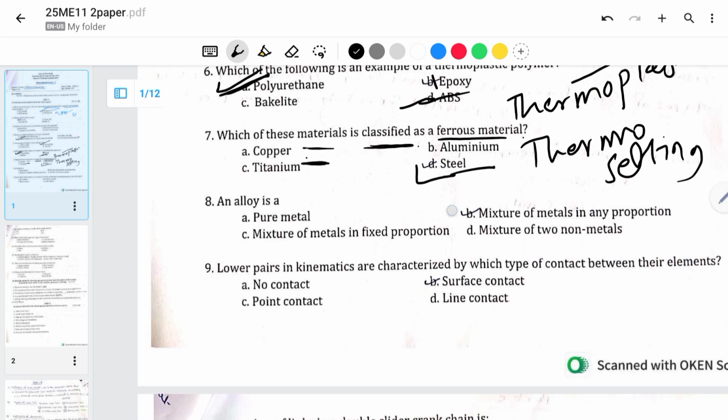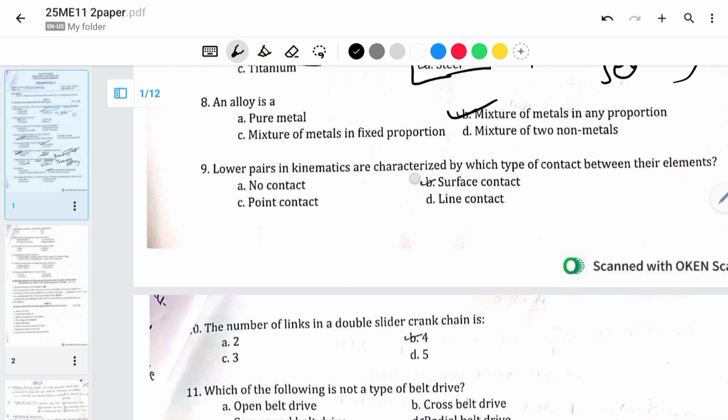And an alloy is a mixture of metals in a proportion. So it is a mixture of two or more metals, metals only. If you are mixing two or more metals, then only it is called an alloy. If you are mixing two pure metals, it is not an alloy. If you are mixing two metals in improper proportion, then it is not an alloy. There should be a proper mixture ratio, and you have to mix in that ratio only.